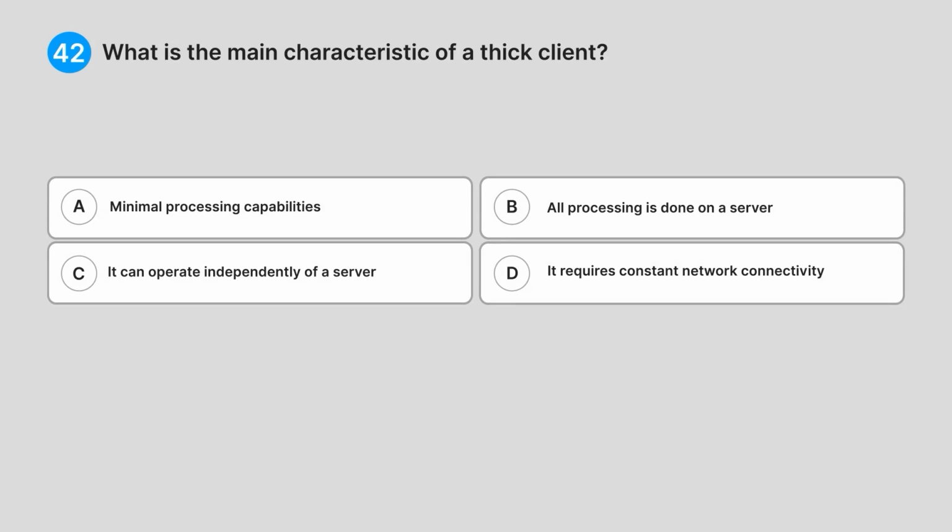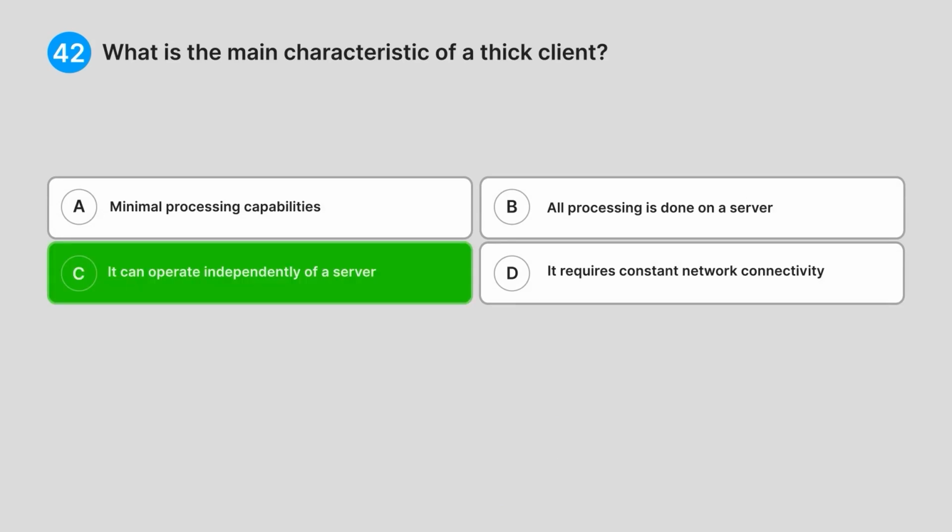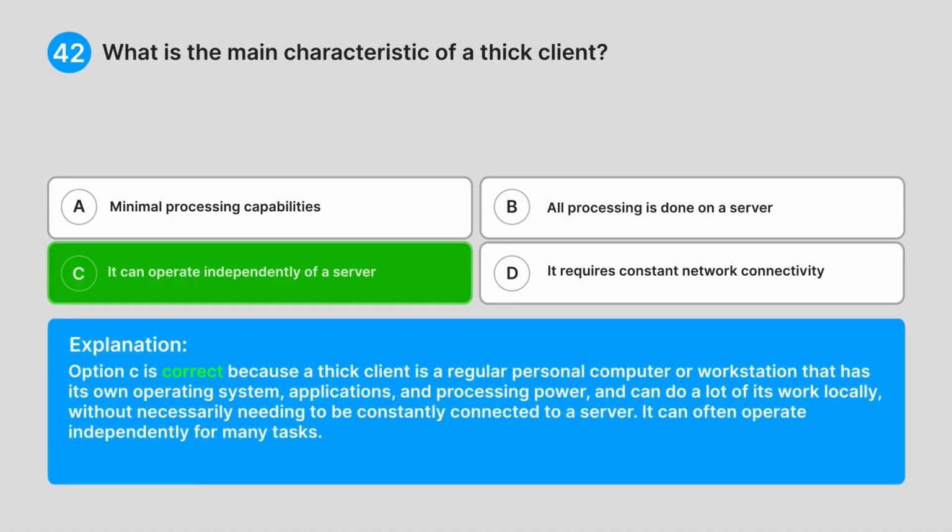Correct answer, C. It can operate independently of a server. Explanation. Option C is correct because a thick client is a regular personal computer or workstation that has its own operating system, applications, and processing power, and can do a lot of its work locally without necessarily needing to be constantly connected to a server. It can often operate independently for many tasks.